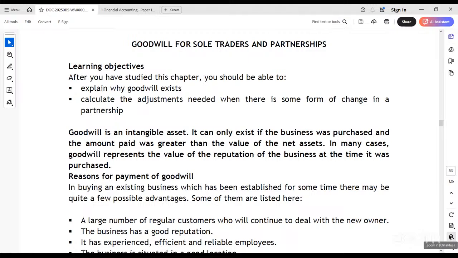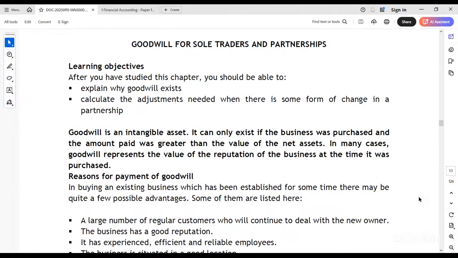We'll look at the learning objectives. After you've studied this chapter, you should be able to explain why goodwill exists. You should also be able to calculate adjustments needed when there is some form of change in the partnership. Basically, we are going to be looking at the changes in the partnership business. How do we deal with those changes?